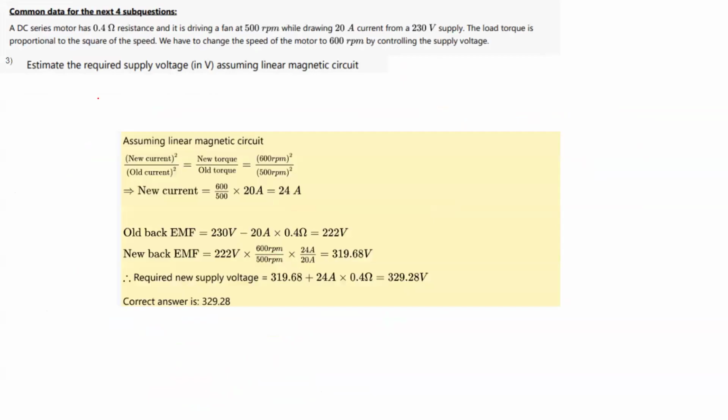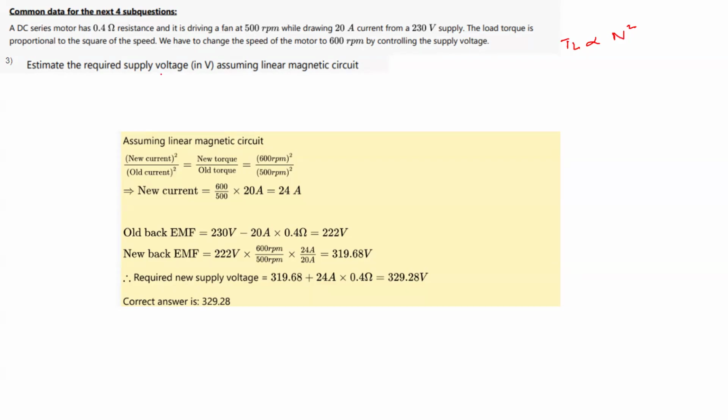Now we go to the next question. Now in this next question again it is said that DC series motor has 0.4 ohm resistance and it is driving a fan at 500 rpm while drawing 20 ampere current from a 230 volt supply. The load torque is proportional to the square of speed. इन्होंने बोला है कि अब ये जो load torque है वो जो है स्पीड के स्क्वायर के प्रोपोर्शनल है. ठीक है. सो स्पीड के स्क्वायर का प्रोपोर्शनल है. And we have to change the speed of the motor to 600 rpm by controlling the supply voltage. Okay, so what is the new supply voltage?